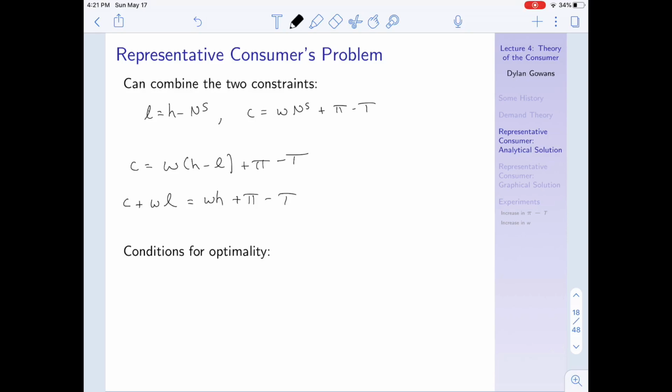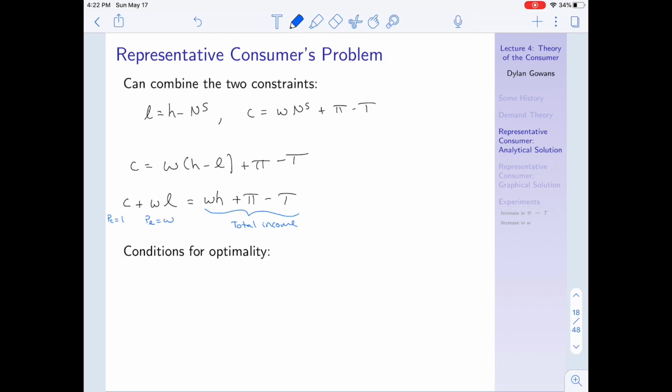And now I claim that this is very much the same as the budget constraint we had in the general case. On the right-hand side, this is just total income. I'm dividing it between the purchase of two goods. One is consumption, which has price equal to 1, and the other is leisure. The price of leisure is equal to the wage.